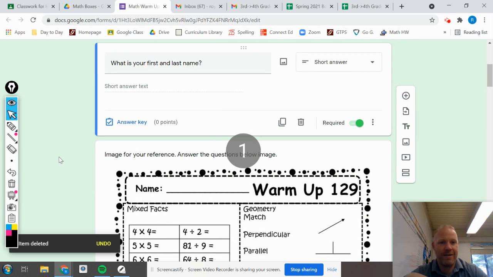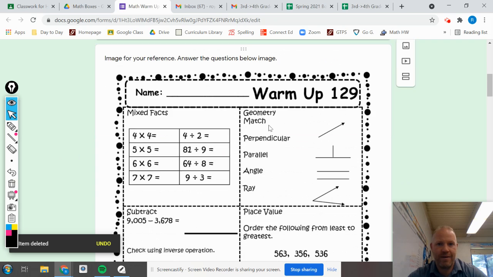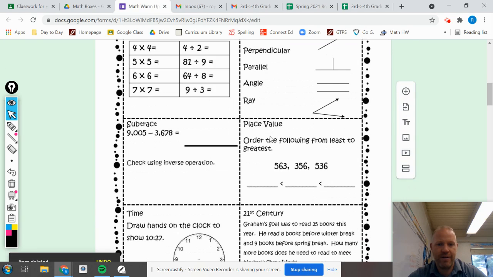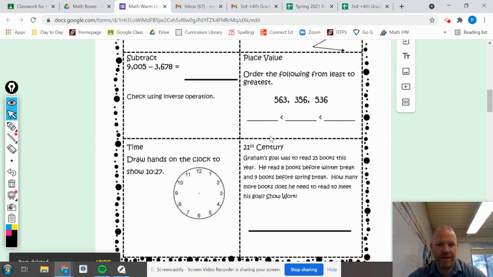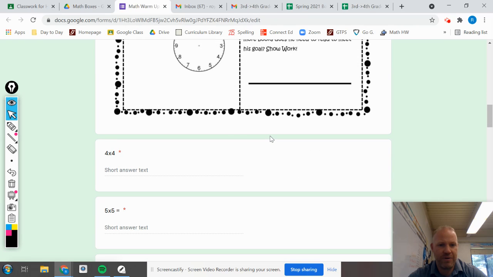We're starting off with making sure you put your name in the box here at the top, and then take a look at your morning warm-up and see that it has multiplication and division, subtraction, time, and it talks about geometry, place value, and our challenge problem. So let's take a look at our first problem, which is 4 times 4.